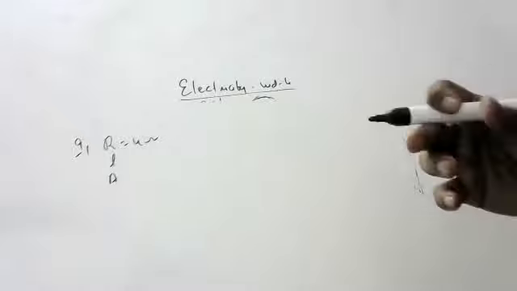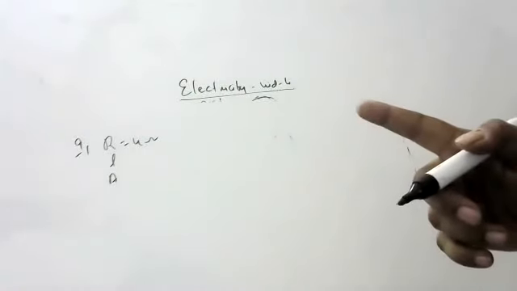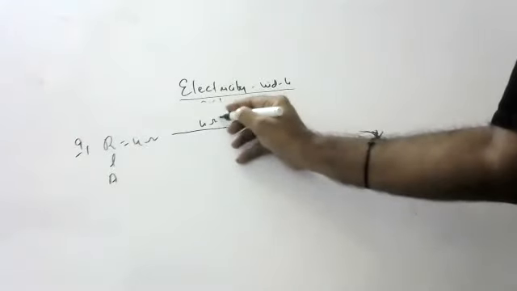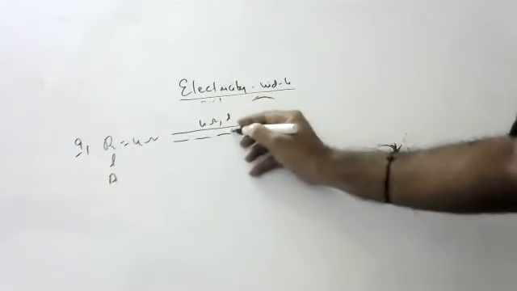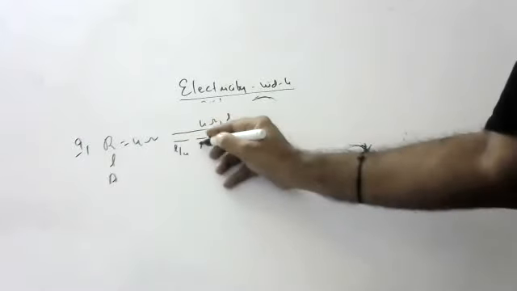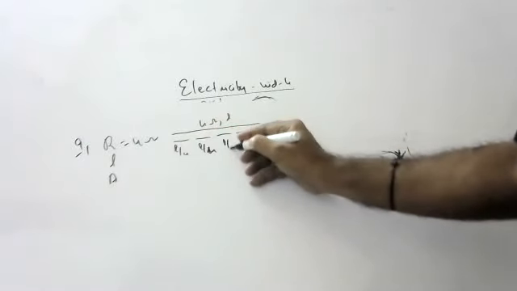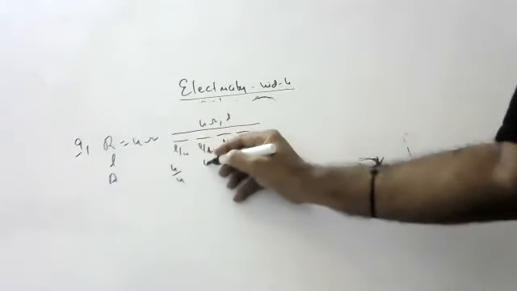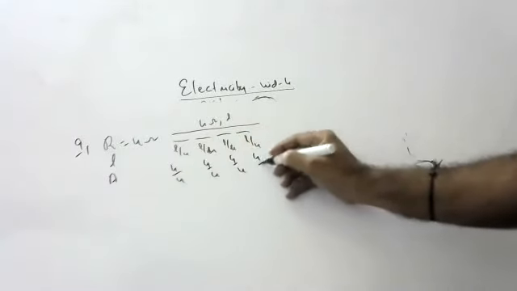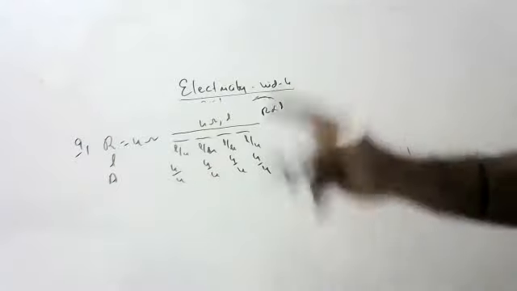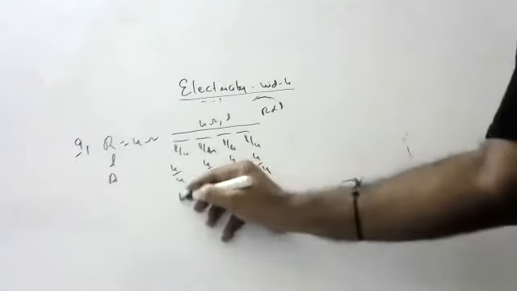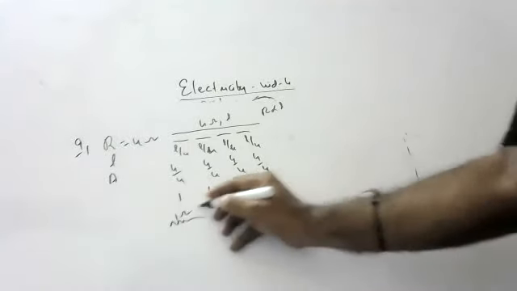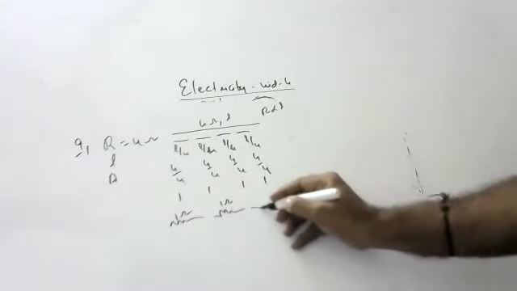Okay. This wire is cut into 4 parts. Children, initially it is 4 ohms. Now it is cut into 4 parts, means L by 4, L by 4, L by 4, L by 4. So 4 by 4, 4 by 4, because resistance is directly proportional. If length is 1 by 4, resistance also 1 by 4. That is 1 ohm, 1 ohm, 1 ohm, 1 ohm. So each wire is now 1 ohm, children.